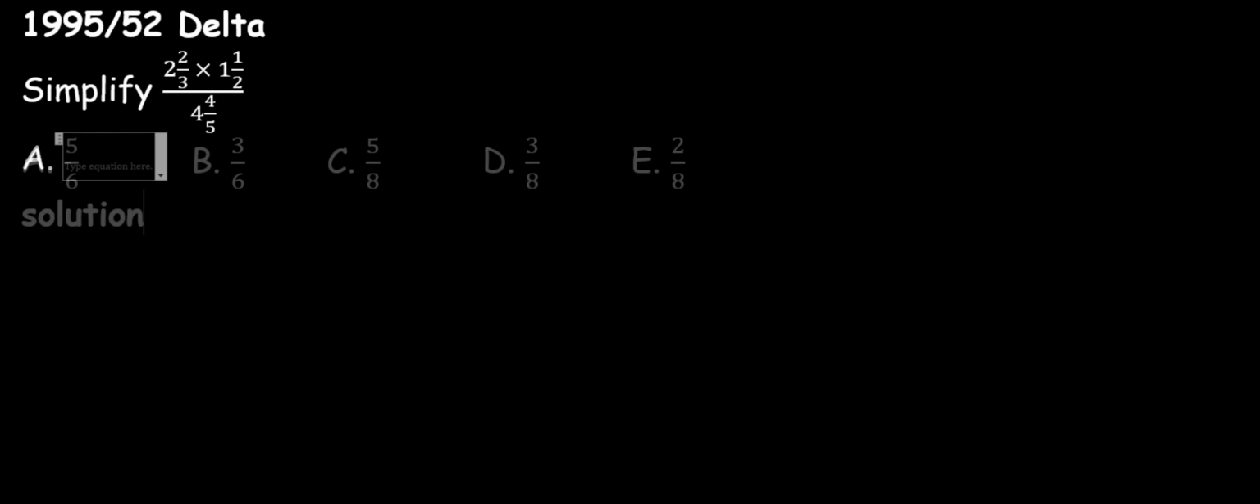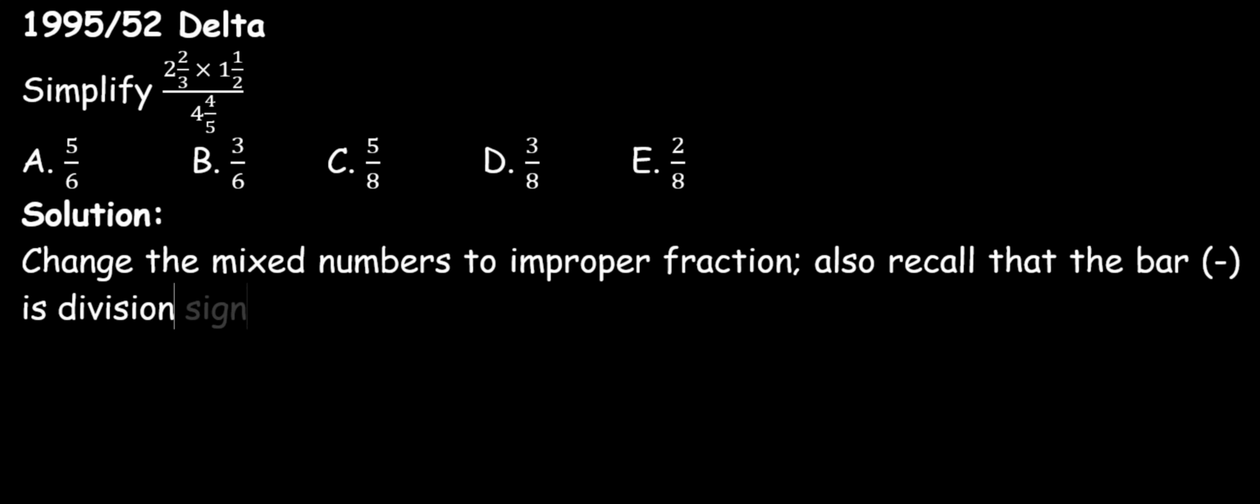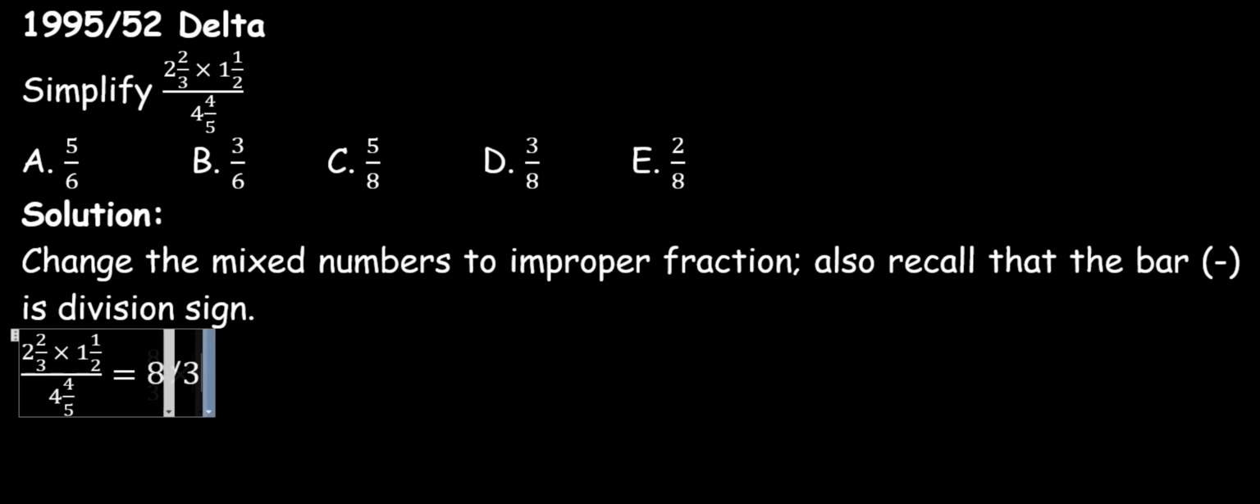Another example. Simplify 2 whole number 2 over 3 times 1 whole number 1 over 2, then divided by 4 whole number 4 over 5. The options are given. Solution. Change the mixed numbers to improper fractions. Also, recall that the bar symbol is a division sign. That is to say, our given problem will be equal to 8 over 3 times 3 over 2 divided by 24 over 5. What just happened there?